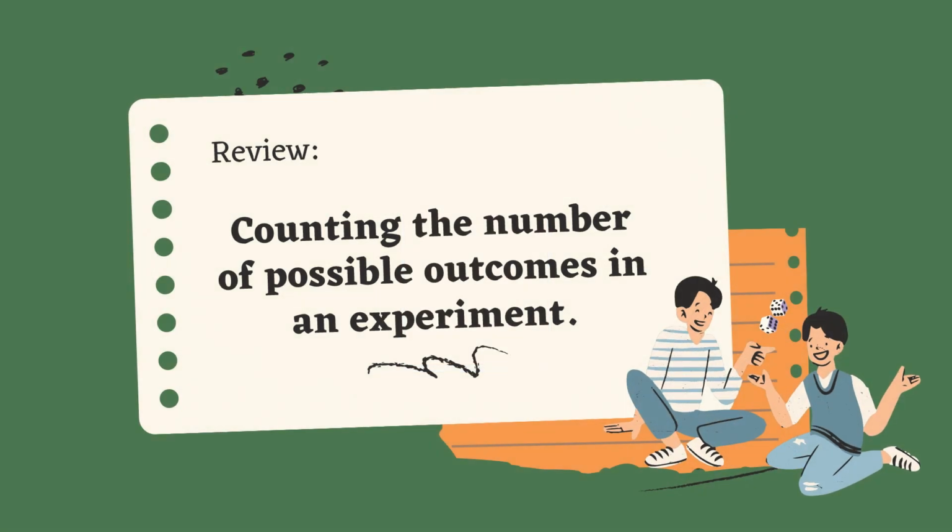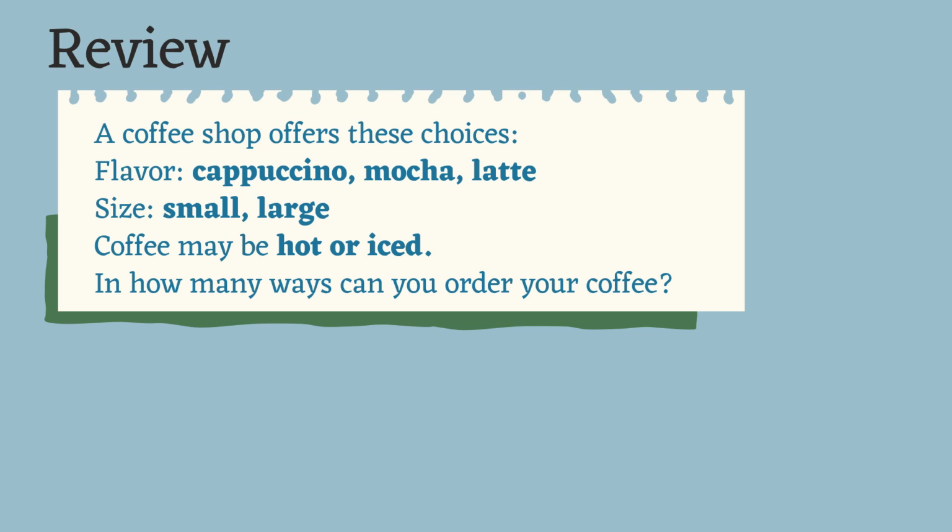Before we proceed, let us review how to count the number of possible outcomes in a mathematical experiment. Let's try to answer this problem. A coffee shop offers the following choices. For the flavor, we have cappuccino, mocha, or latte. For the size, we have small or large, and the coffee may be hot or iced. In how many ways can you order your coffee?